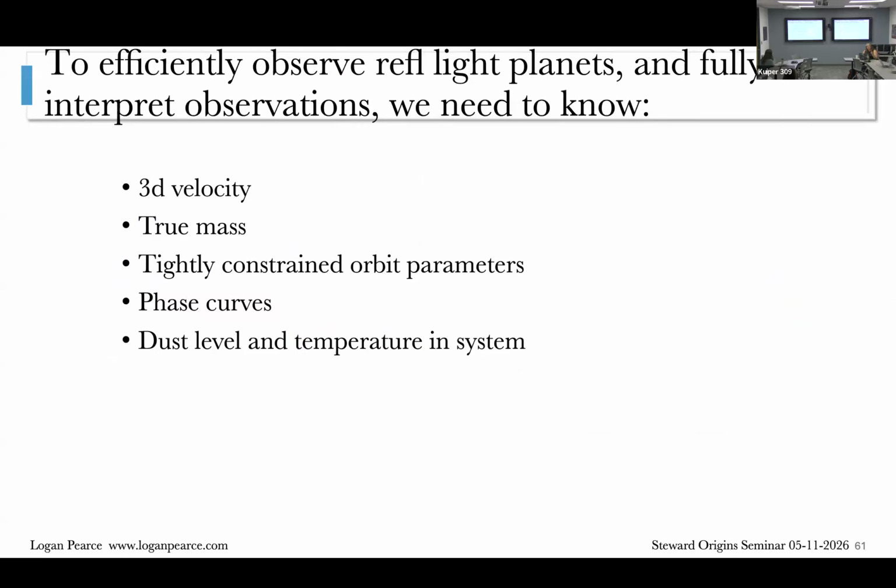Okay, so to officially observe these planets, we need to know and interpret our observations. We need things like 3D velocity, tightly constrained orbital parameters, true mass. We need to be able to observe it over phase curves. We need to have an idea of the dust level and the temperature in the system, and these are enormous problems.